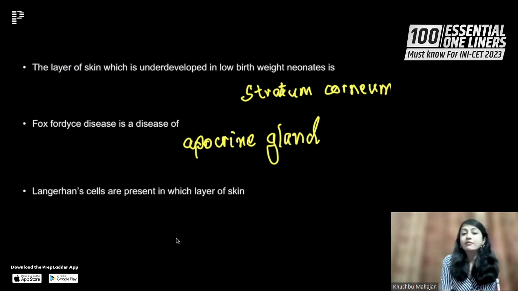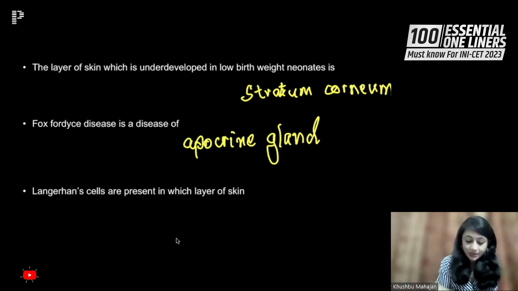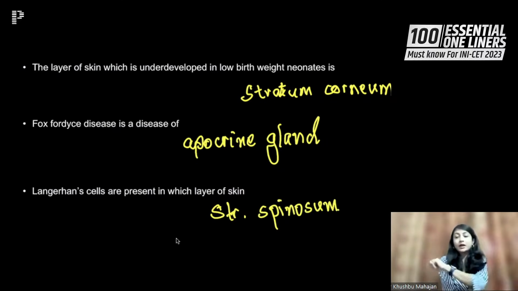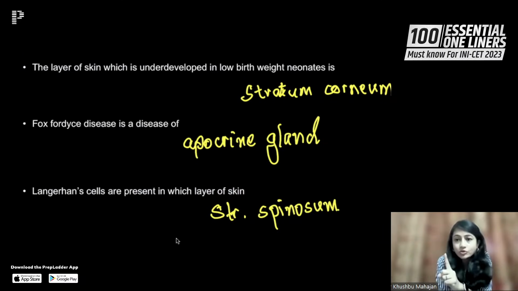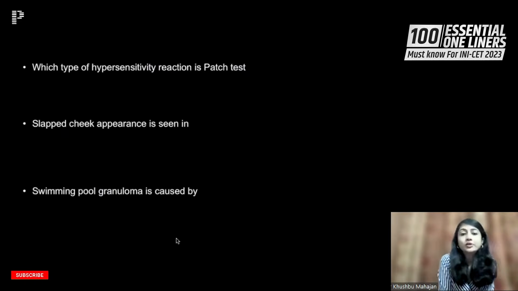Langerhans cells are present in which layer of the skin? I think some of you already gave me some answers, and most of you were correct. It is not in the stratum basale. It is stratum spinosum. So remember, there are 4 cells in my epidermis: keratinocytes, which are present in all layers of the skin; Merkel cells and melanocytes, which are present in the basal layer of the skin; and Langerhans cells, which are present in the stratum spinosum, right? So moving on to the next 3 questions.